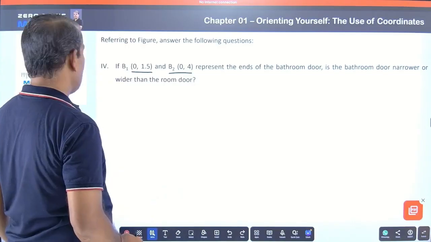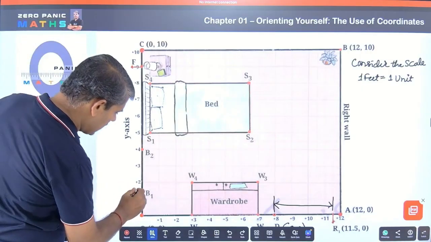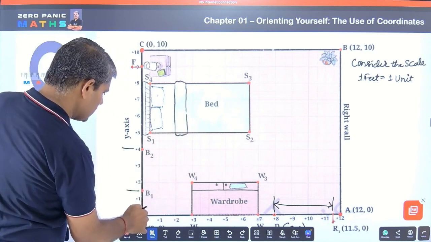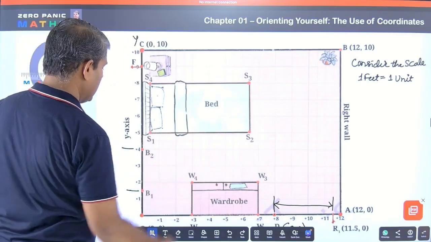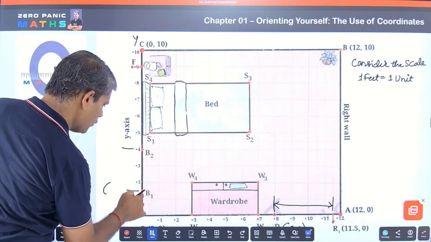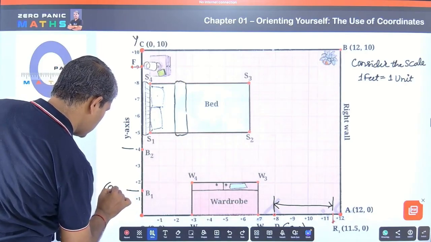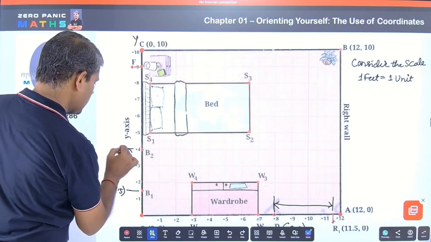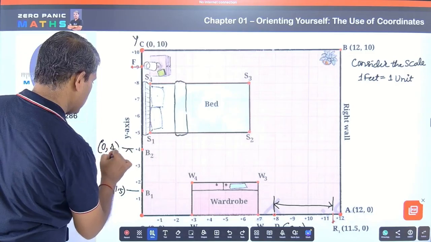Let us see what those points B1 and B2 are here. B1 and B2 are the points given. Towards the y-axis, it is the y-axis, and this is the x-axis. So B1 is 1.5 for the y-axis, but for the x-axis it is 0 only. So B1 is x-axis 0 and 1.5. And what is B2? B2 is 0 for the x-axis and 4 for the y-axis.